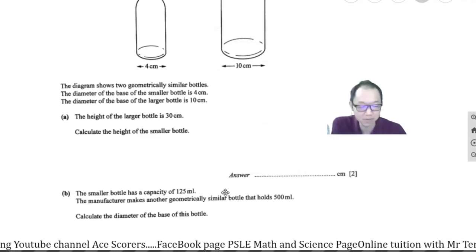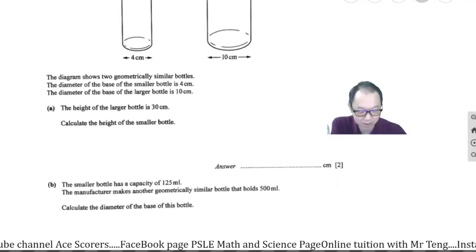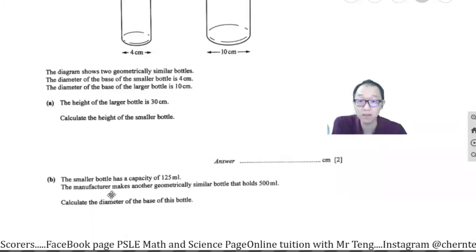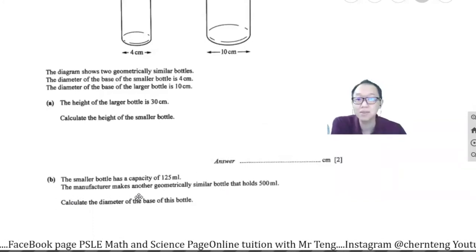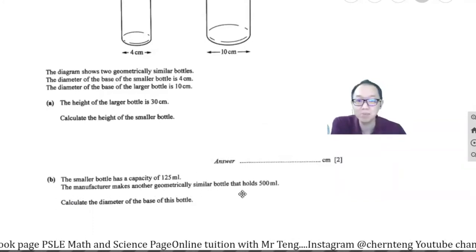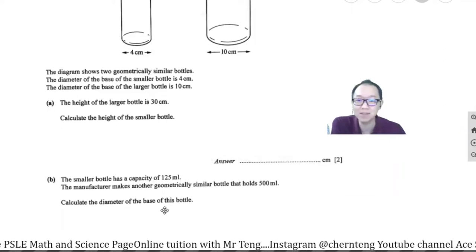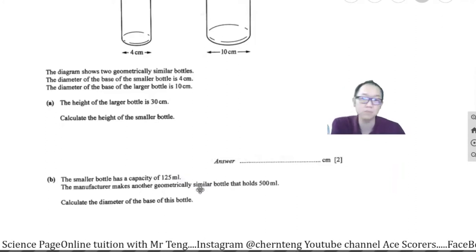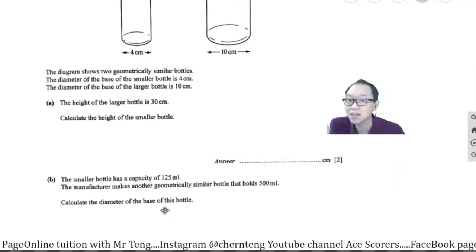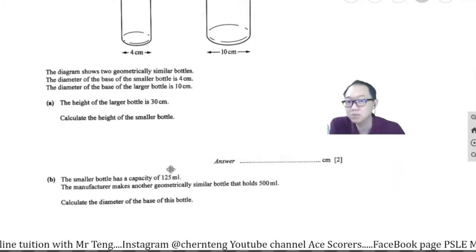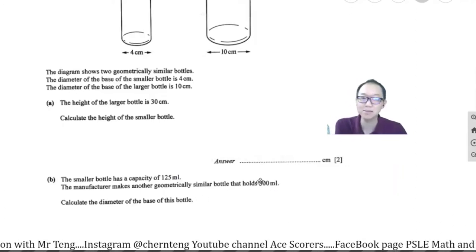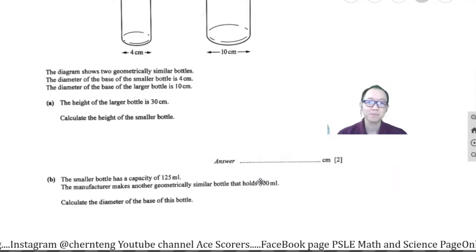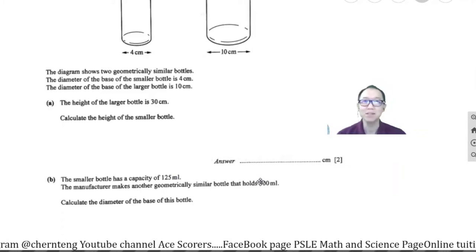Okay, here we go. So we look at the next one. Now, this is going to be slightly more difficult. The smaller bottle has a capacity of 125. The manufacturer makes another geometrically similar bottle that holds 500. Calculate the diameter of the base. So I want to give you a clue, right? This is capacity, it's volume. They want to find the diameter. Volume, diameter, okay? Please do the question and PM me the number.